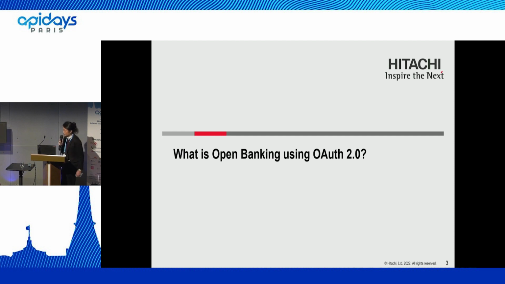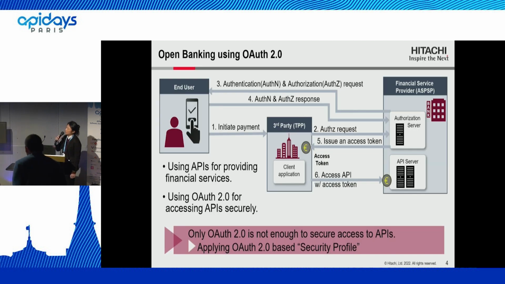What open banking using OAuth 2 protocol is. There are several kinds of open banking use cases or similar use cases. For example, the payment services by using QR code, two-dimensional quick response code. That is very famous in Japan. However, today, I would like to pick up open banking using OAuth 2 authorization protocol. This protocol is defined by RFC 6749.